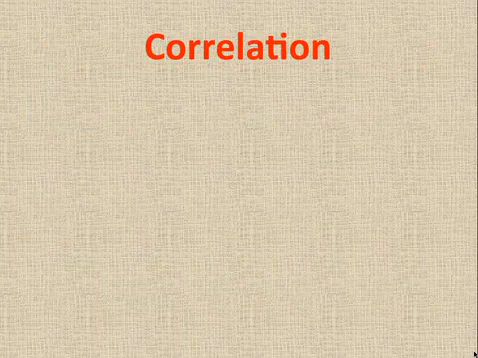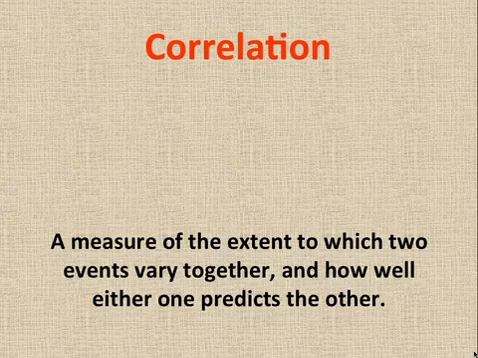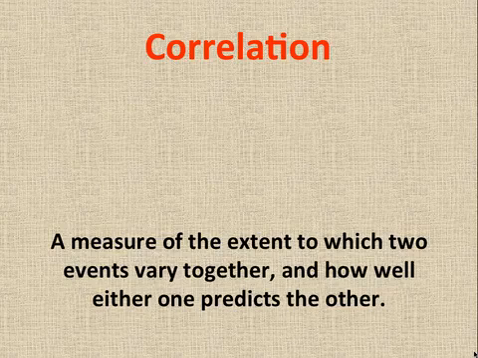In doing this, we are coming up with a correlation. The correlation is a measure of the extent to which two events vary together and how well either one predicts the other. In this case, is there a correlation between the amount of caffeine consumed by students, if they consume caffeine, and whether they are on task in class or not, if they are hyperactive and off task? So we're going to see in our experiment whether these two things correlate.